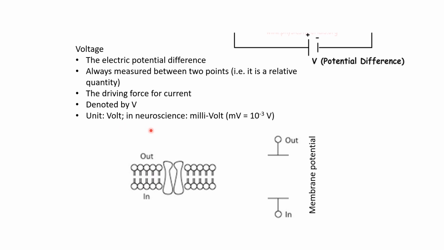And that differential distribution creates electrical potential. So we can say that there is a membrane potential. Typically the outside is considered as the reference point, and then relative to the outside we can say what is the voltage of the neuron inside, and that is known as the membrane potential.